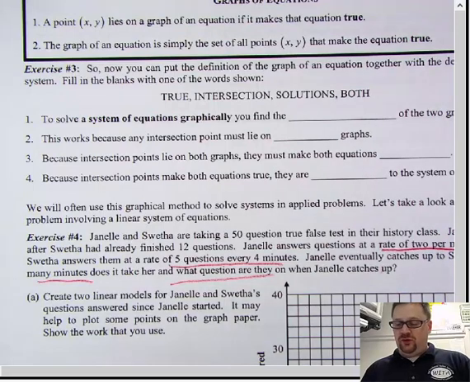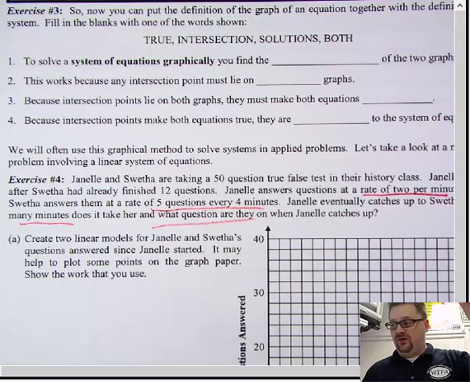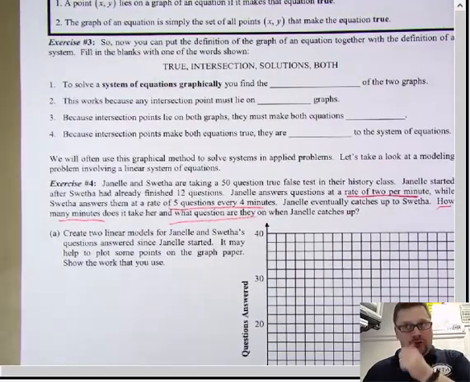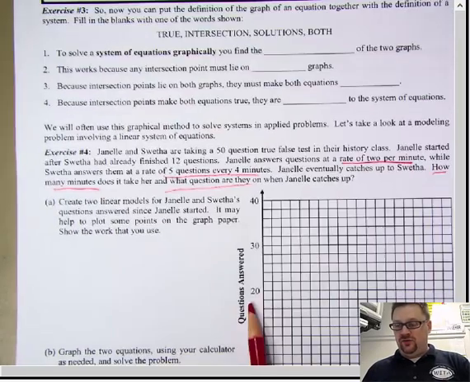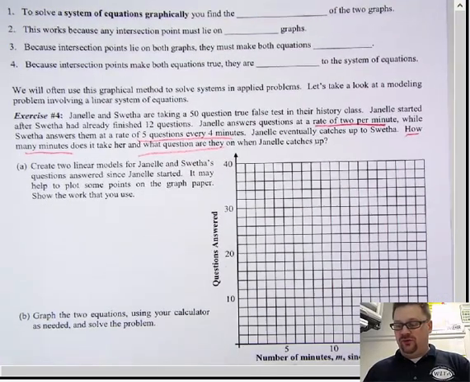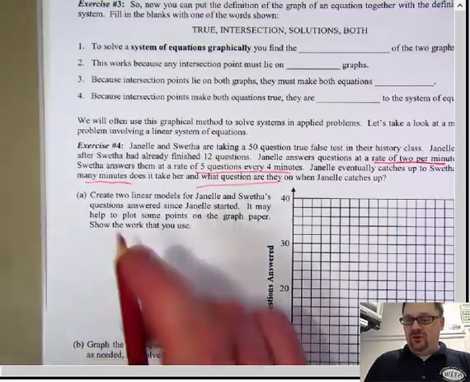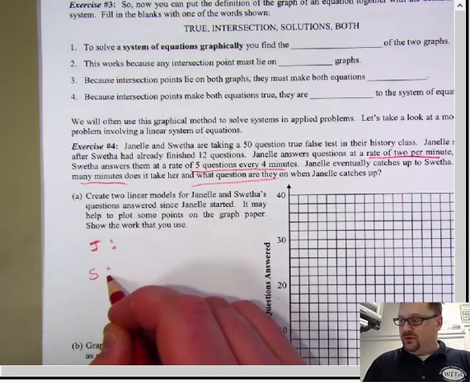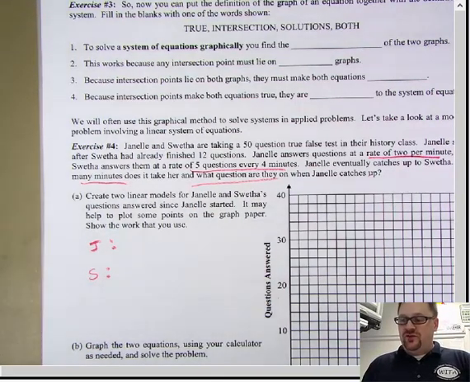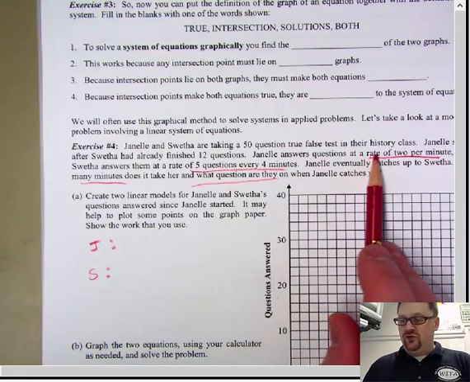So the first part of this problem, you'll notice that there's a graph. They want us to graph this so that we can figure out this answer. Well, in order to graph, we need to write equations. The two variables, as we can see, are the number of questions answered and the number of minutes gone by. But we are talking about two people, Janelle and Swetha. So what would the equation for Janelle look like, knowing that she answers questions at a rate of 2 per minute?